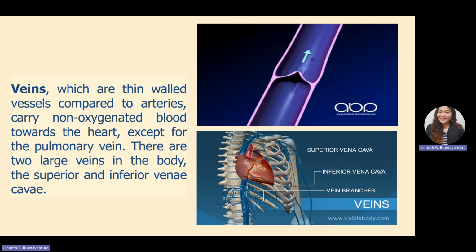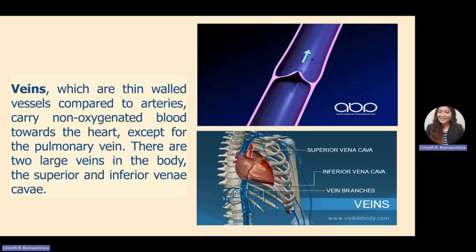The next one is veins. So veins are thin-walled vessels compared to the arteries, which carry non-oxygenated blood. So it is one of the reasons why they are much thinner compared to the arteries. So they carry non-oxygenated blood. There are two large veins in our body, which are the superior and inferior vena cava.